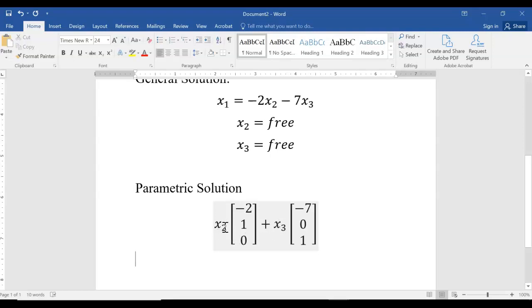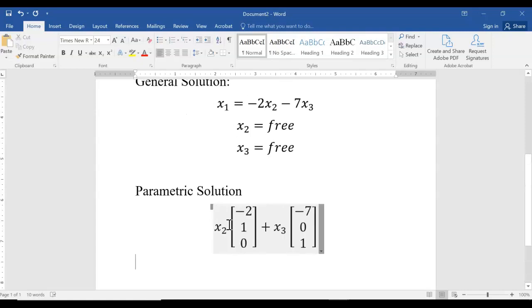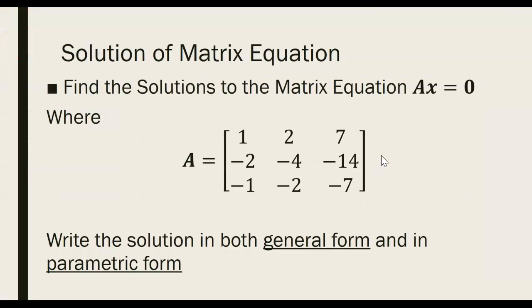Okay. Some people, by the way, like to change x2 and x3 to some other variables like s's and t's, but we'll just keep it as x2 and x3, to make it a little bit more straightforward. Okay, so that was that example.